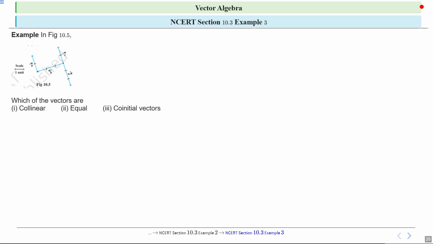So in figure 10.5, you can see. Next is NCERT section 10.3, example 3, which says in figure 10.5, which of the vectors are first collinear, second equal, third co-initial vectors. So let's see how can we solve this.